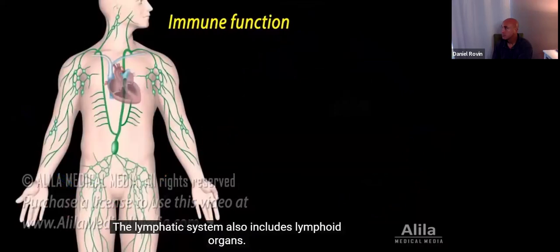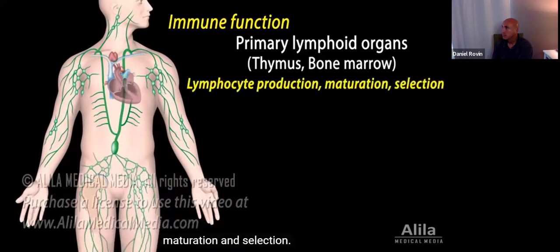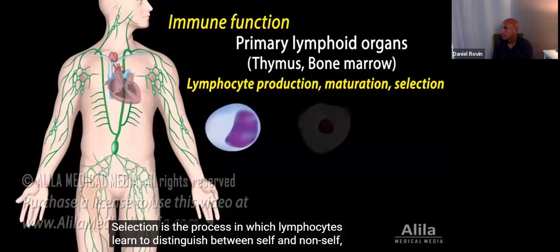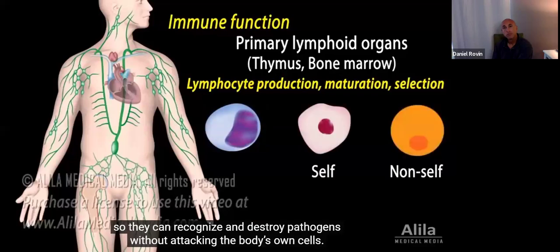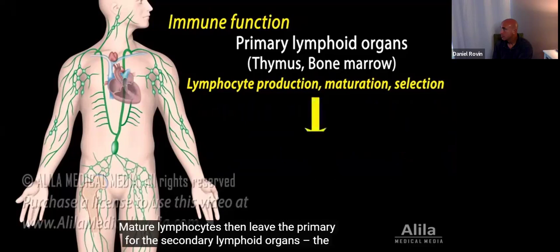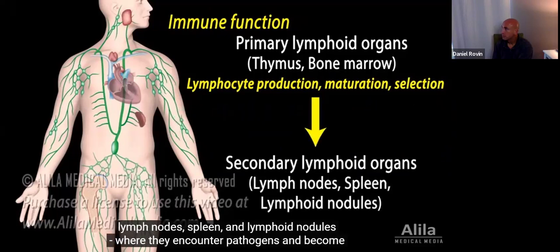The lymphatic system also includes lymphoid organs. Primary lymphoid organs, the thymus and bone marrow, are the sites of lymphocyte production, maturation, and selection. Selection is the process in which lymphocytes learn to distinguish between self and non-self, so they can recognize and destroy pathogens without attacking the body's own cells. Mature lymphocytes then leave the primary for the secondary lymphoid organs, the lymph nodes, spleen, and lymphoid nodules, where they encounter pathogens and become activated.